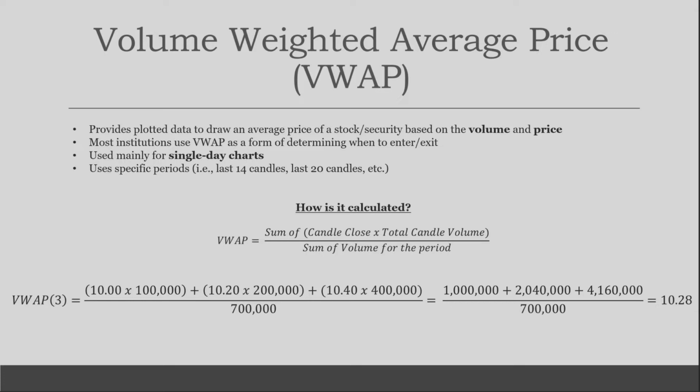After calculating the sum of these three values, we would then divide it by the sum of the volume overall. That would be 100,000 plus 200,000 plus 400,000, amounting to 700,000. This means that at the third candle, the VWAP value would be $10.28, and you would see that plotted on your chart.